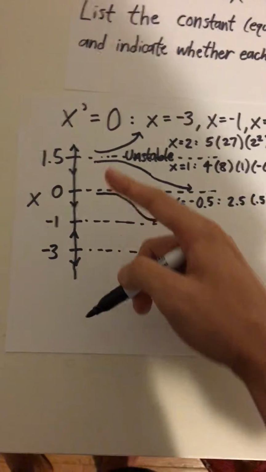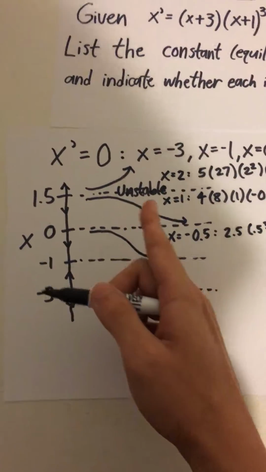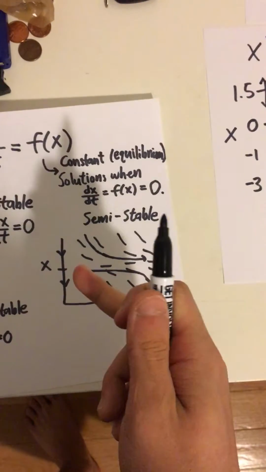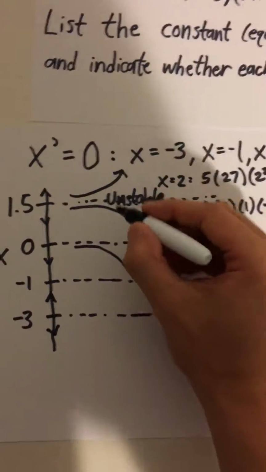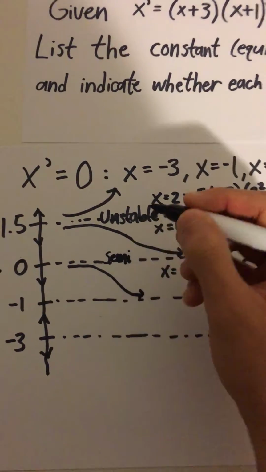And as we see here, since we have both below and below, it comes down in, so it converges from above and it diverges from below. We have a semi-stable case. So our equilibrium x equal to 0 is semi-stable.